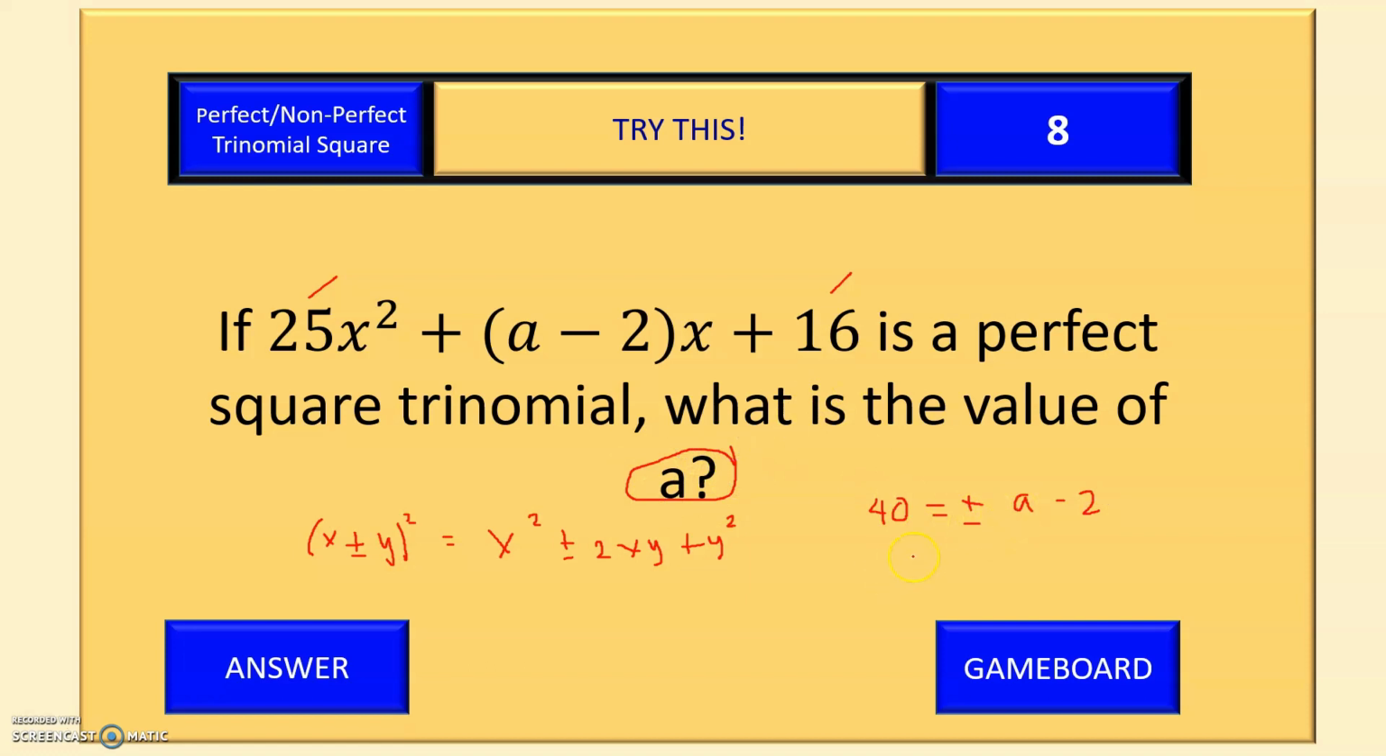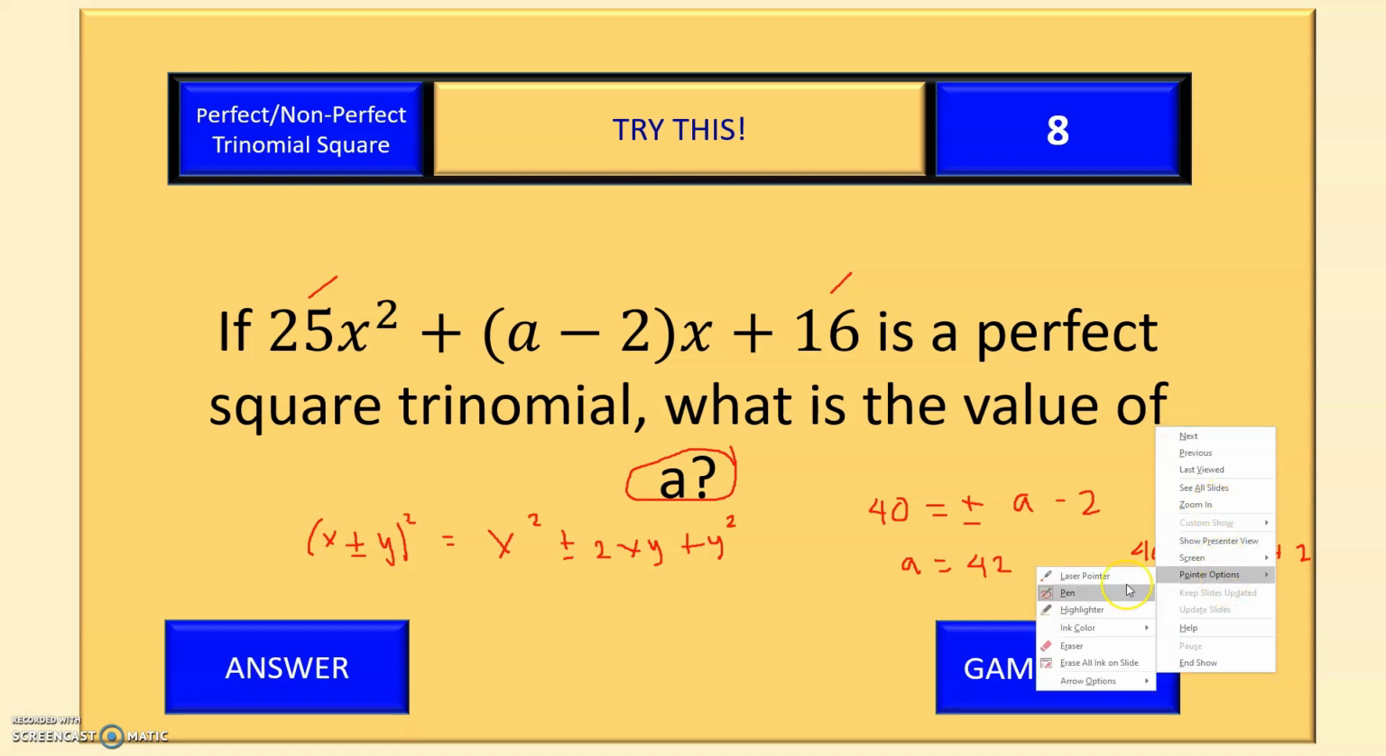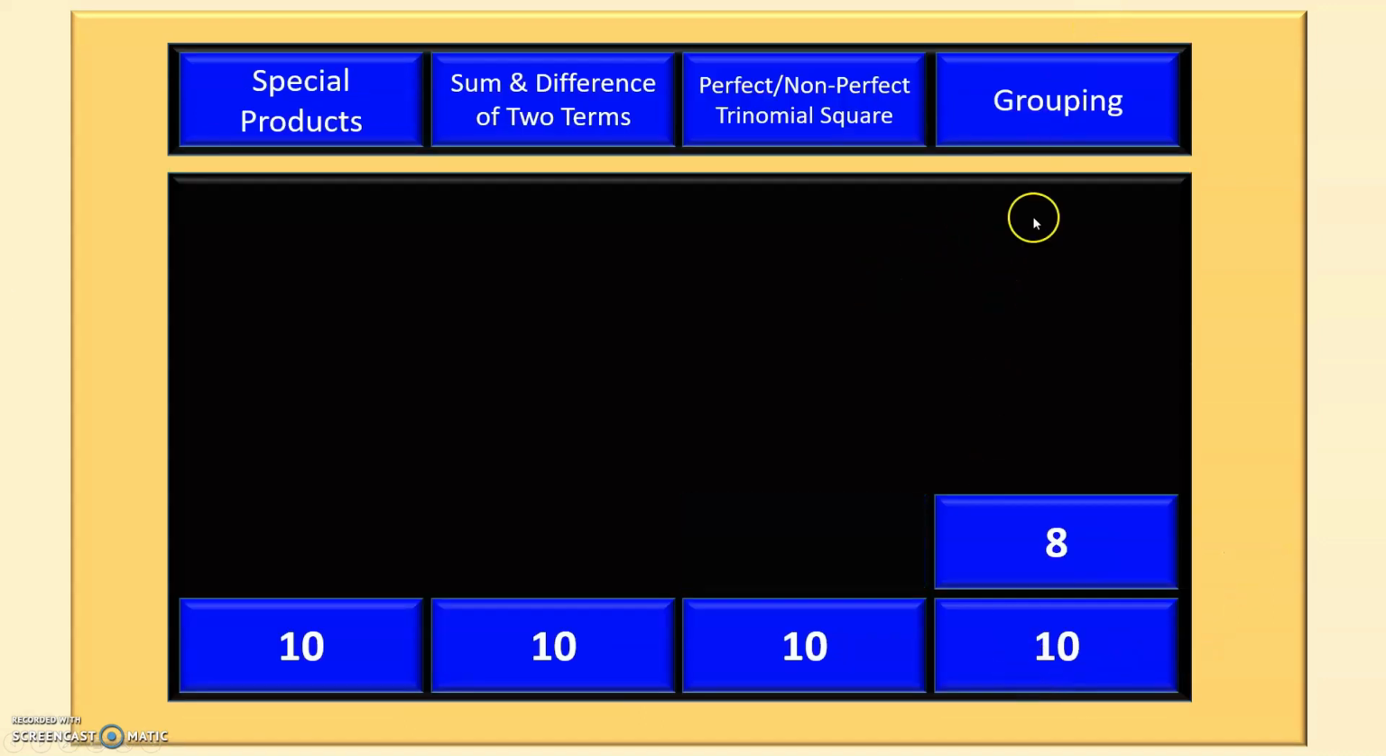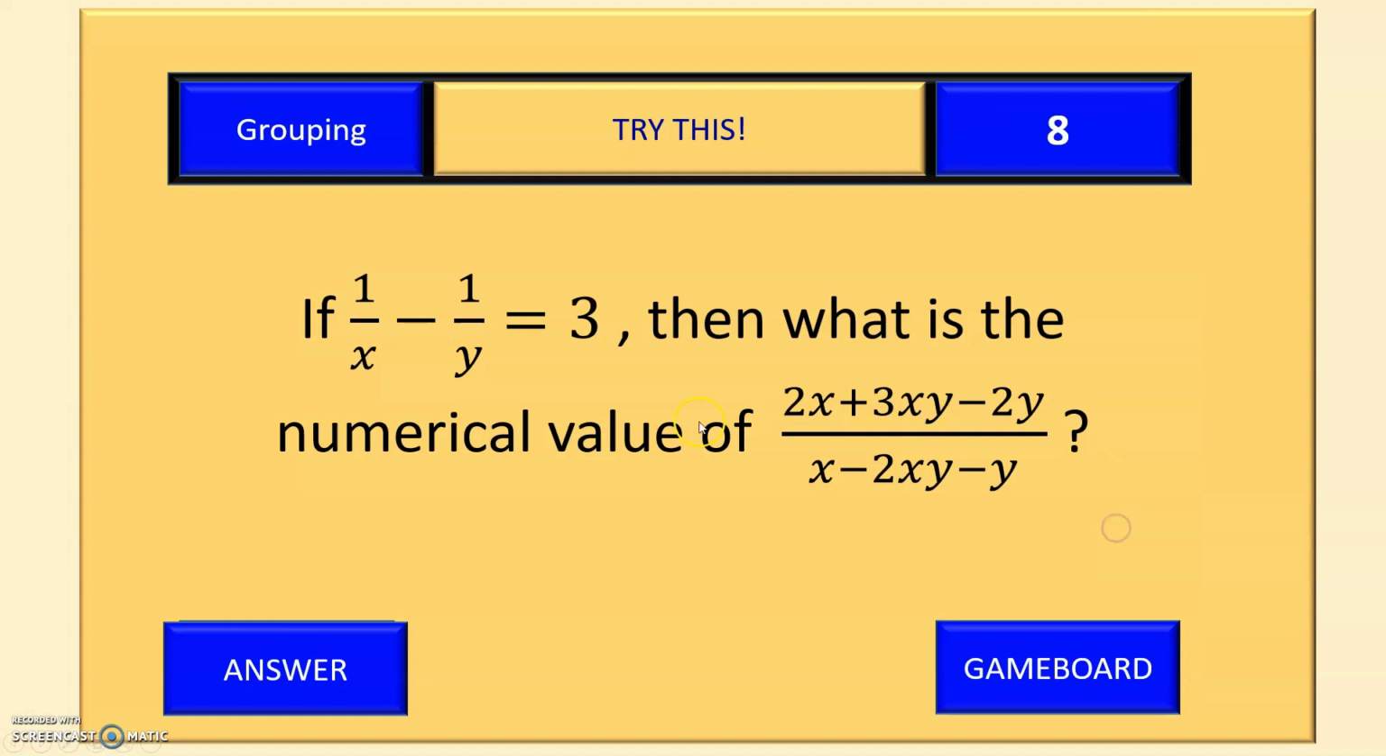Suppose a is positive. Therefore, if a is positive, a is 42. Okay? If a is negative, that will be 40 equals negative (a minus 2), so a equals negative 38. So there are two possible values of a. So let's check if our answer is correct. There you go. Okay? Last for 8 points, let's have factoring by grouping.